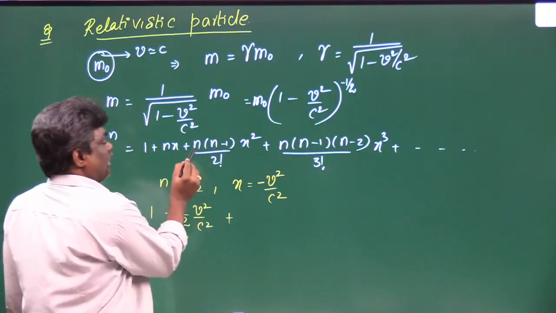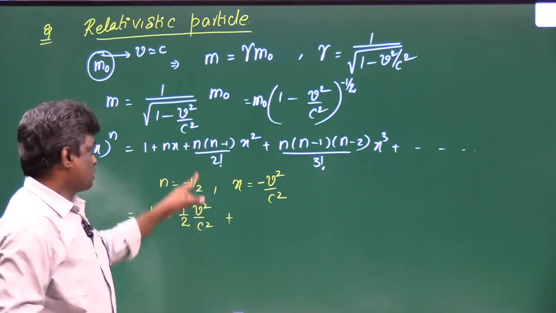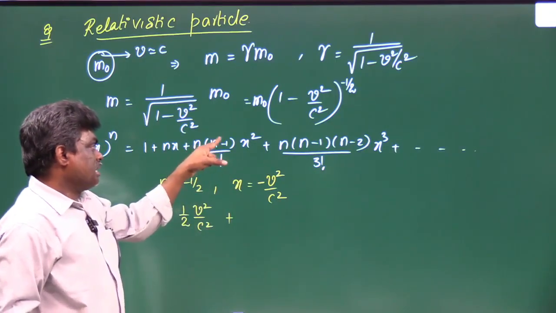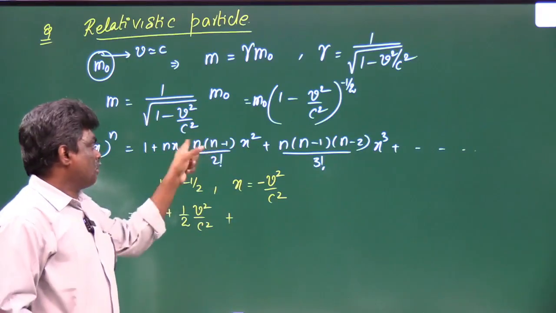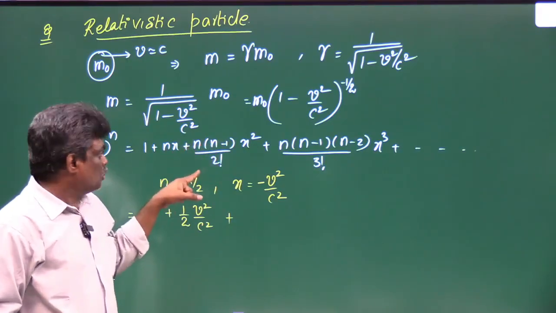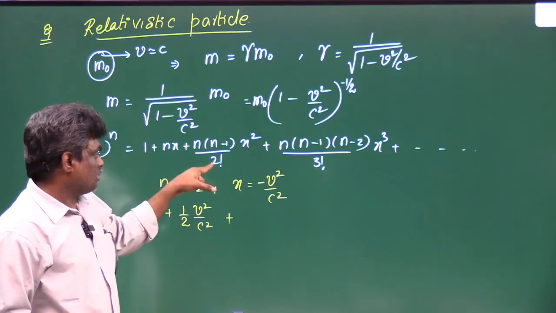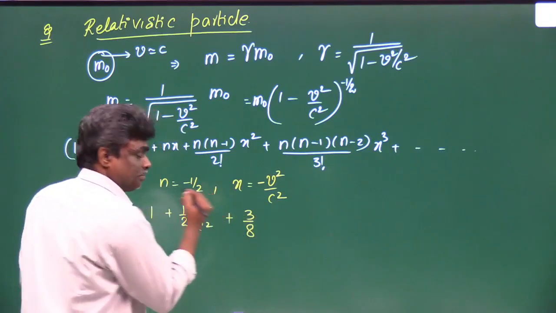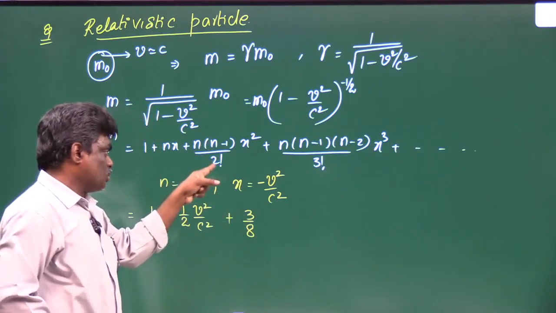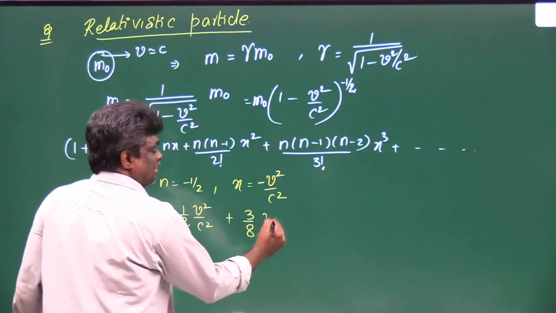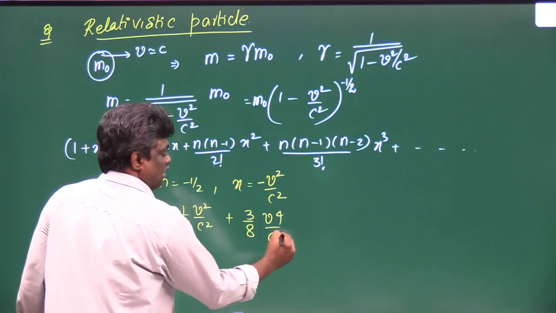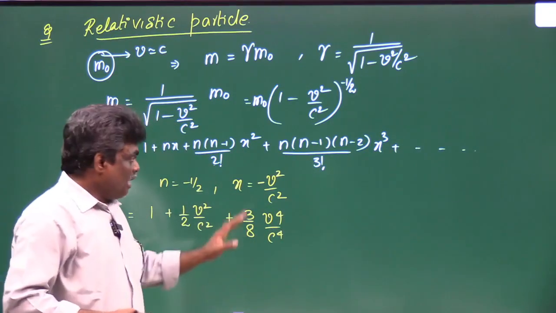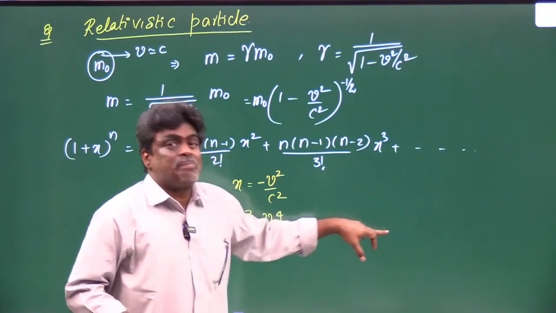Next plus, your n is minus half, that's why minus half into minus 1 minus 3 by 2, minus minus plus, 3 by 2 into this one. This is a 3 by 4, and here it is a 2, so finally 3 by 8 into x square, that's why v power 4 by c power 4. As you go like this, then again you will get c power 6.